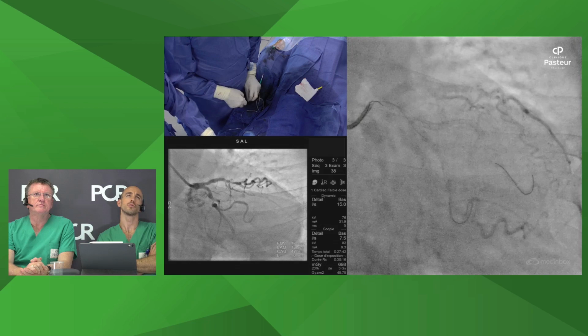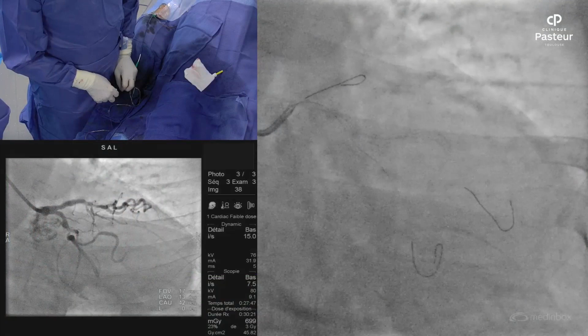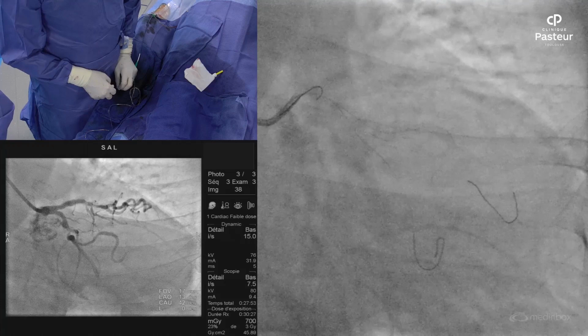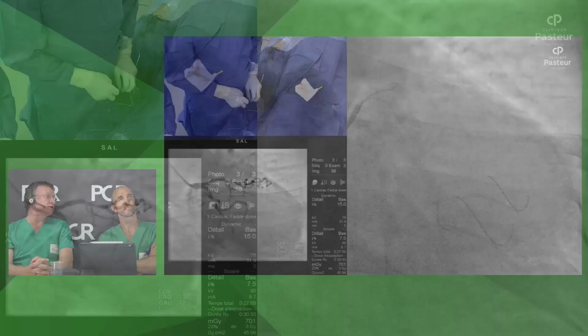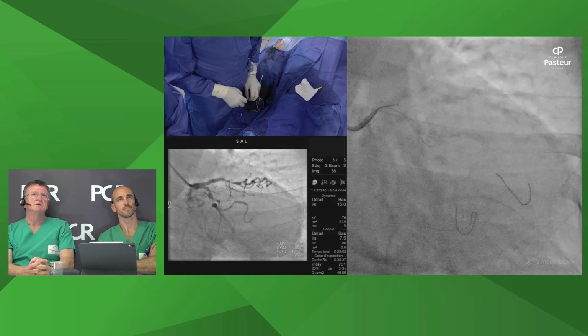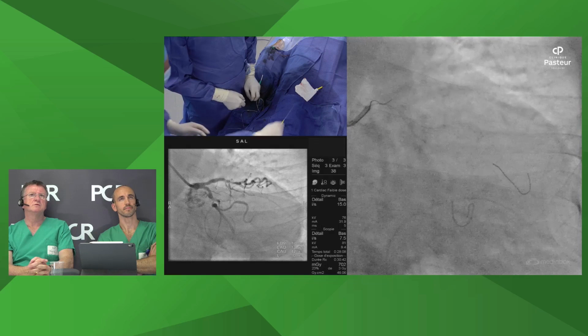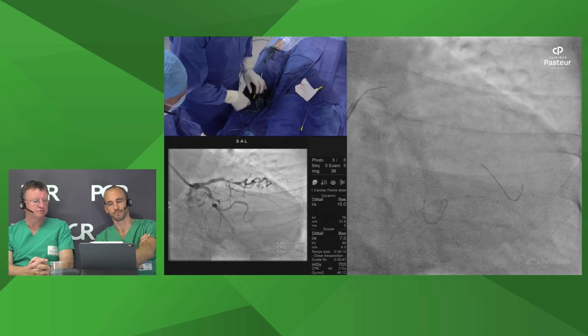We are in the LAD, so here no problem. I pull back, maintain this shape, and it's difficult. Yeah, the whole conformation of that proximal circumflex is quite different now that the stent is in it. And we have resistance due to the long stent. So we'll try with another wire, the Fielder FC. I like this wire for the bifurcation lesion. So we will try with this one.